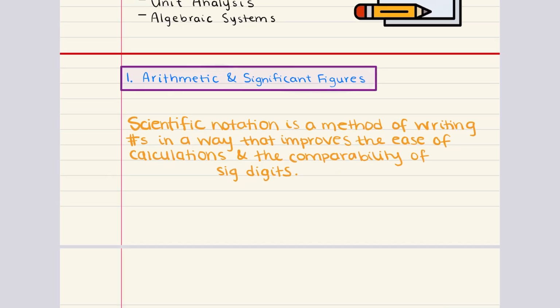To start, scientific notation is a method that's used to express very large or very small numbers in a way that simplifies calculations and ensures that numerical information is communicated effectively. In science, we often deal with measurements and values that span a huge range, from the diameter of a cell to the distances between stars. And writing these numbers in their full form isn't always efficient.